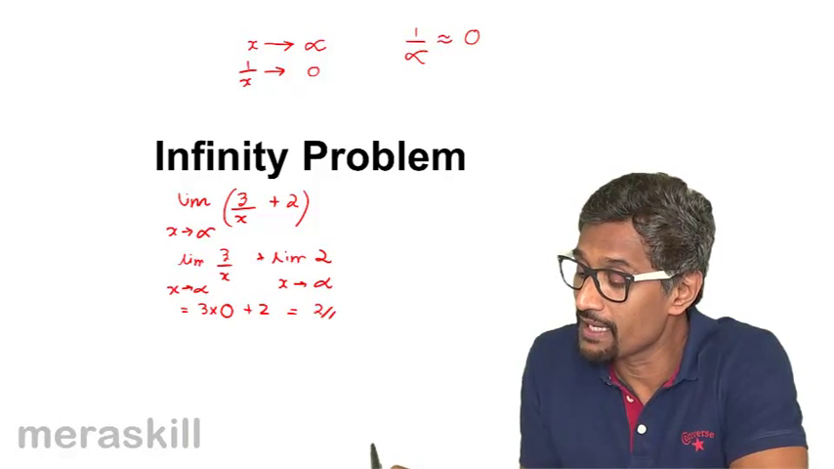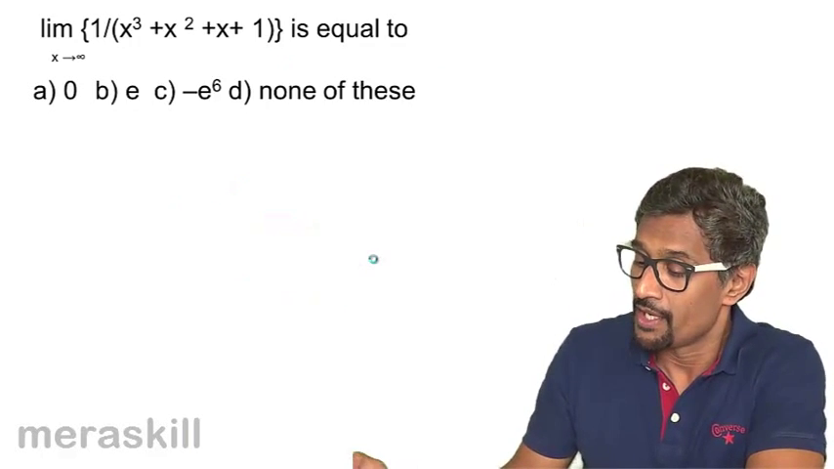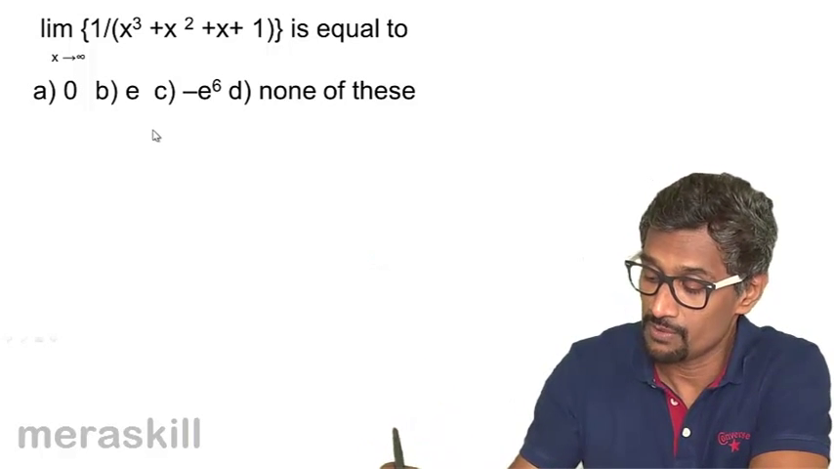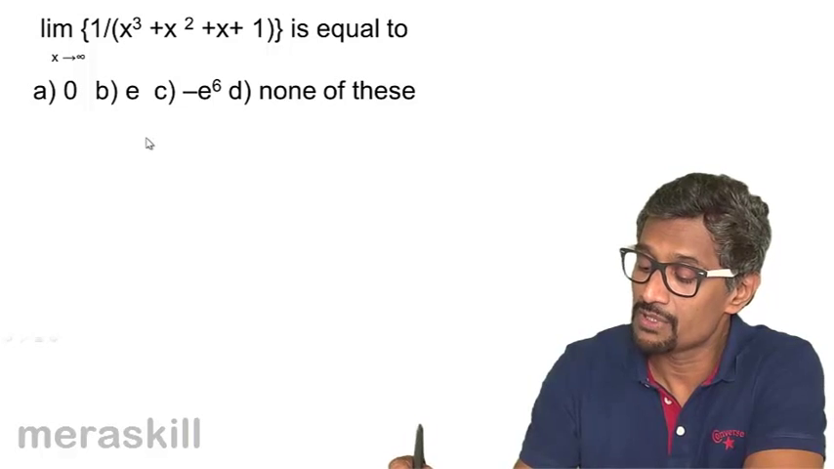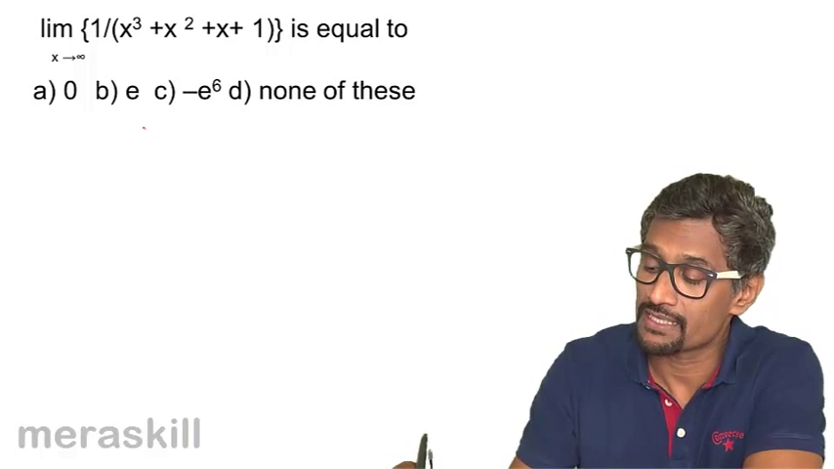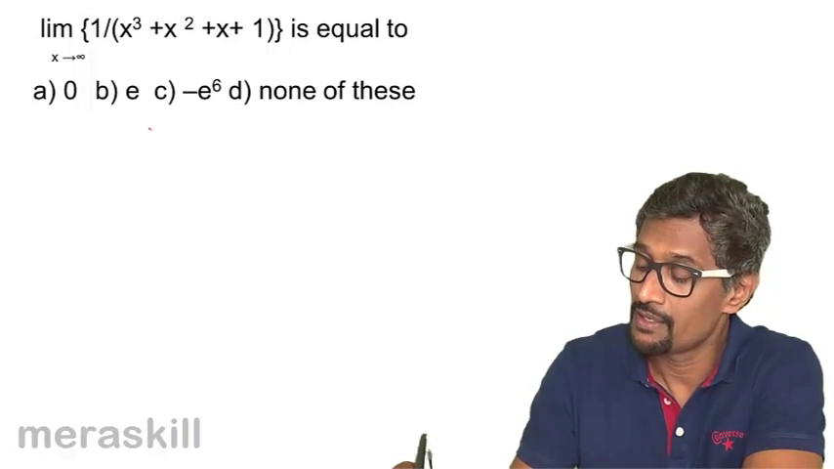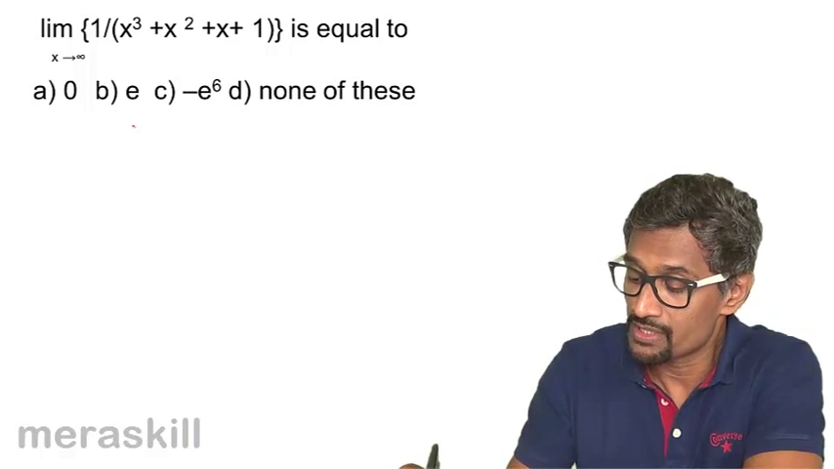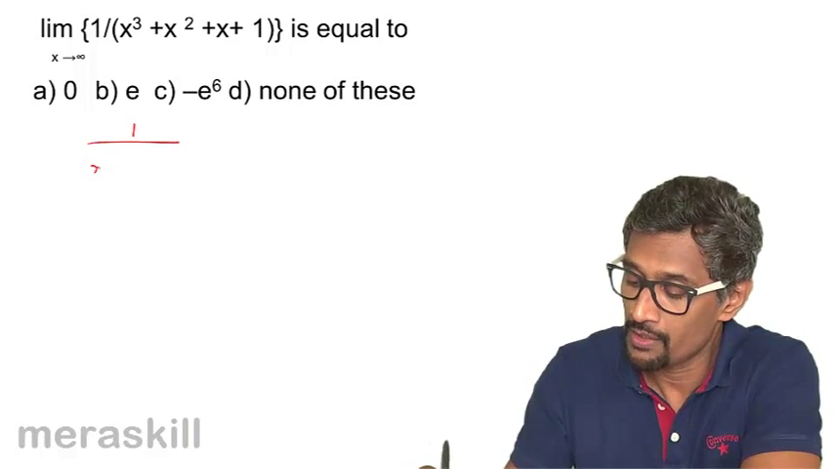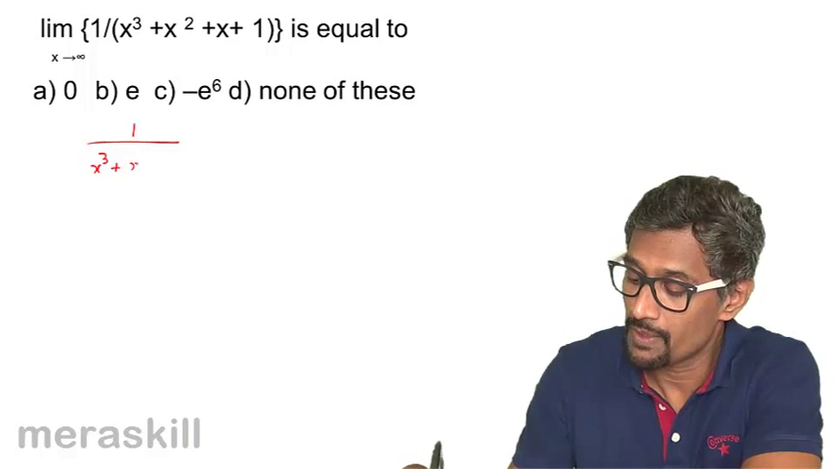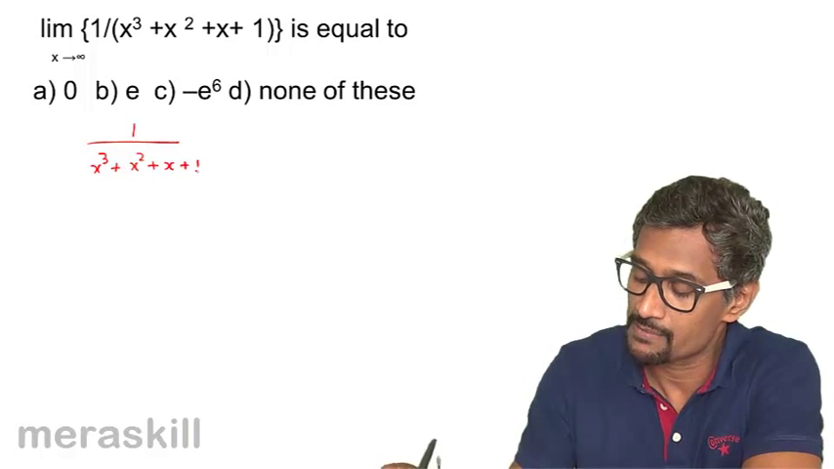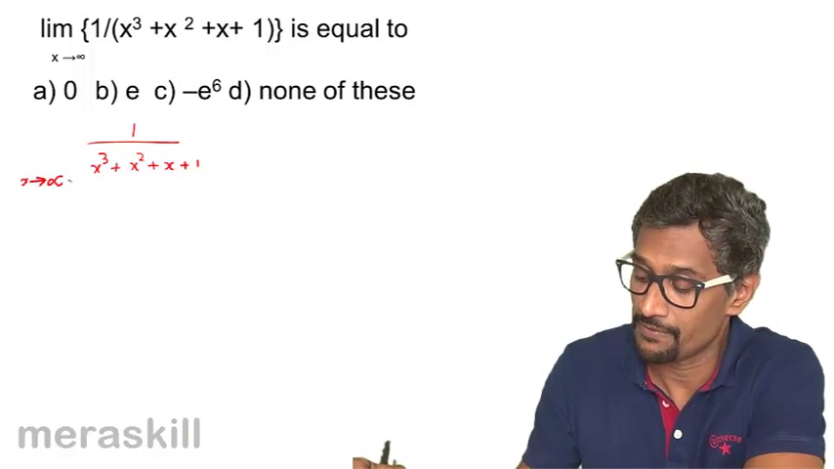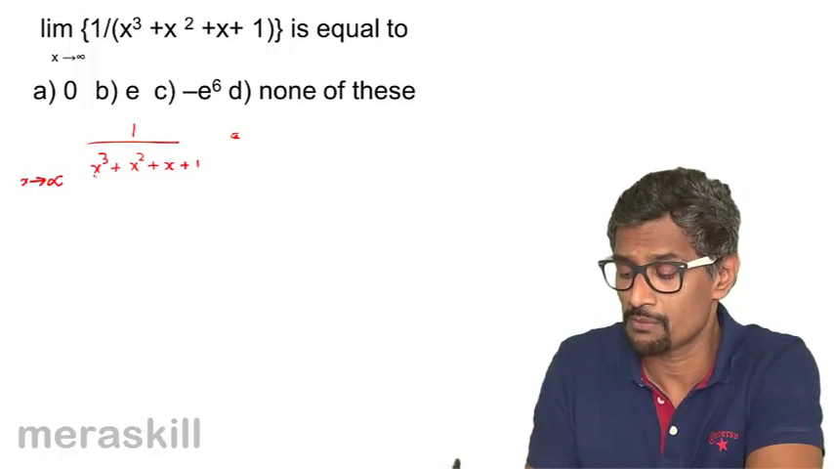Now let's see what we have over here among these. Alright, now here you have a particular problem which says find the limit of the expression 1 upon x cube plus x square plus x plus 1 as x approaches infinity. So it is 1 upon x cube plus x square plus x plus 1 as x approaches infinity. So the biggest power among these is x cube.